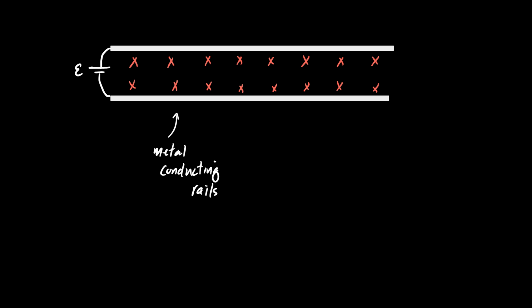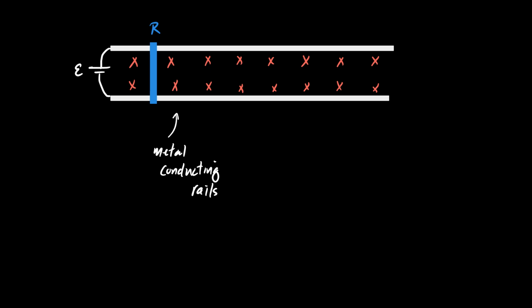Then all we need is our projectile. So if we drop a conducting slug across the rails, something that will allow a current to pass from one rail to the other, then once we do that, there will be an instantaneous force on the slug due to the magnetic field and the current generated. A common example of this is to assume that the slug has a resistance of R and that the rails are very low resistance.